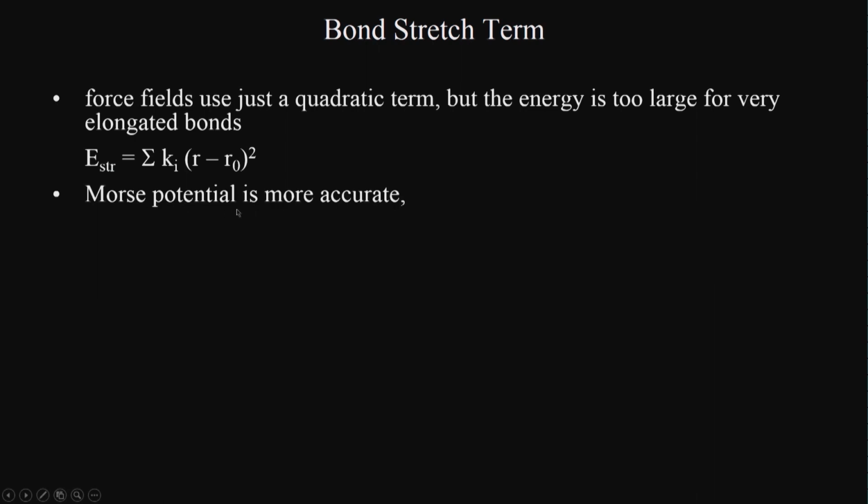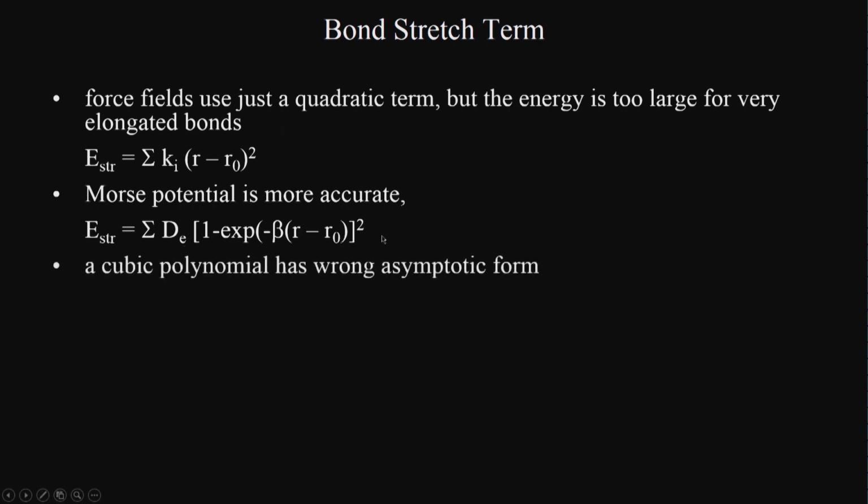There is something called Morse potential which is more accurate. The term for that is like this: E stretching is equal to summation of dE, 1 minus exponent minus beta, r minus r naught, whole square, okay. Now, this has 3 different parameters or constants, but this is more accurate than this, especially for elongated bonds, because the energy values will look very high with a quadratic term. So, many software packages try to use this rather than the quadratic.